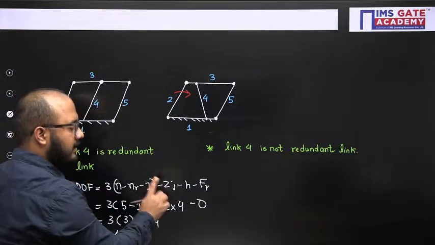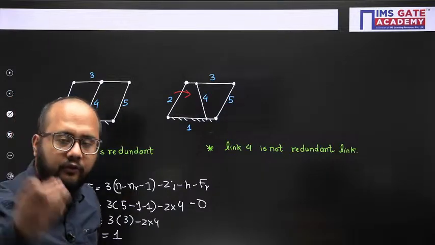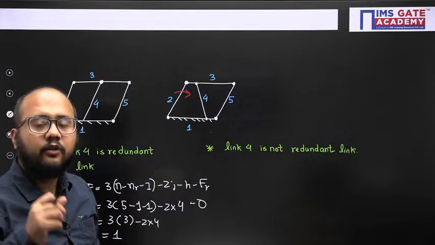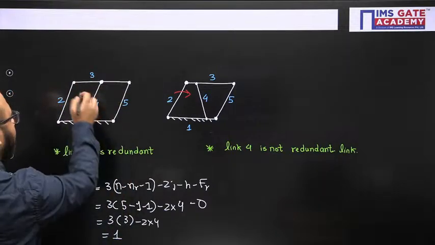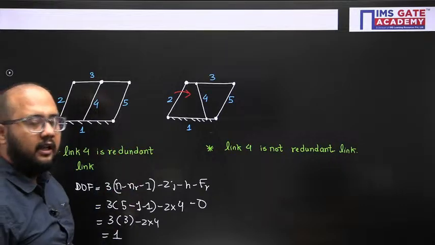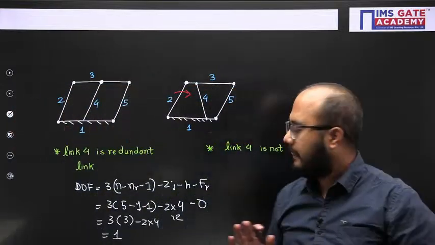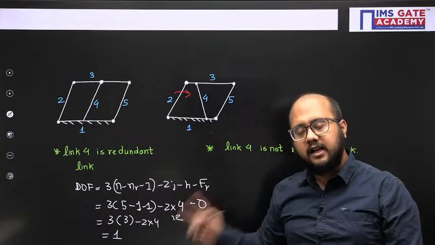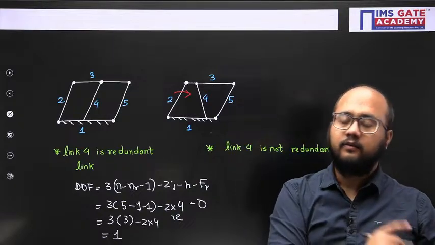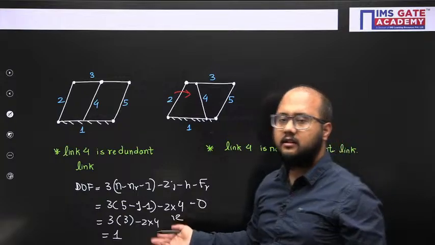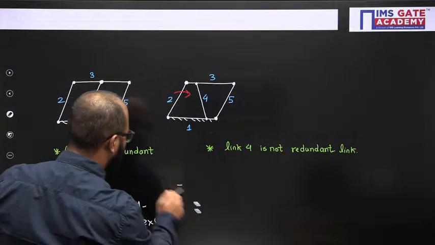Never, ever should you make a mistake here while writing binary joints. Binary joints you need to write once you have removed the redundant link. It should not be that initially you calculate 1, 2, 3, 4, 5, 6, that is 6 binary joints. In that case you will get 12, and 9 minus 12, so you will get a wrong answer. Binary joints you need to write once you remove the redundant link. Once you remove the redundant link, then we will get the answer. So this much basic clarity you should have. You should not make these silly mistakes.